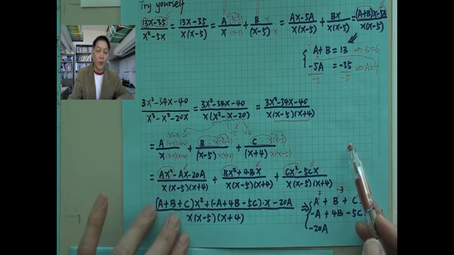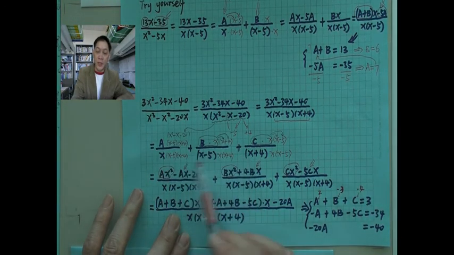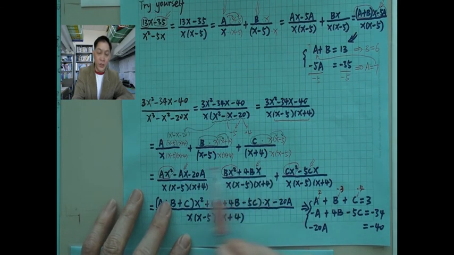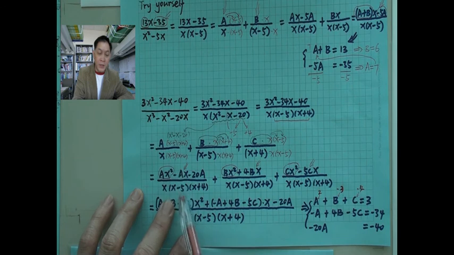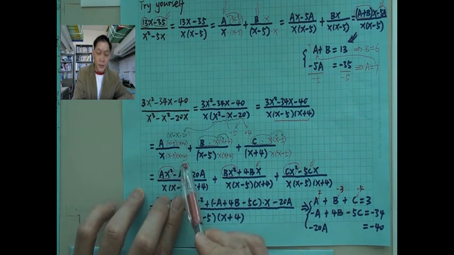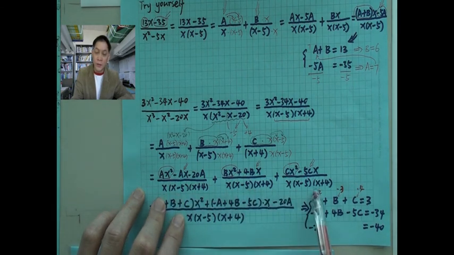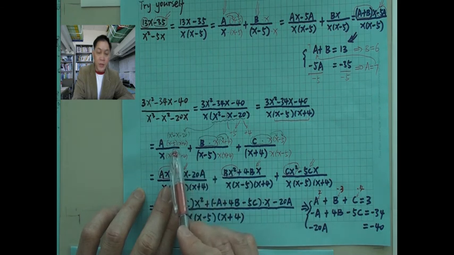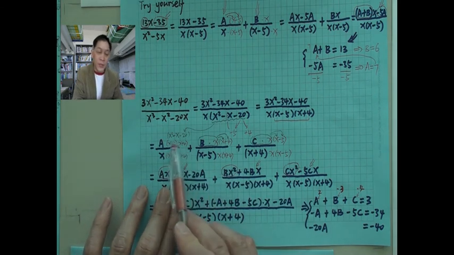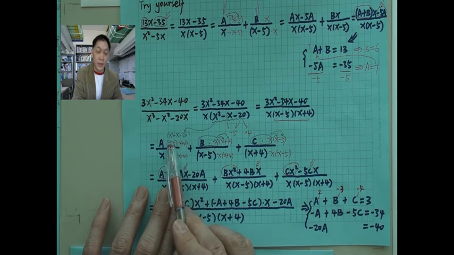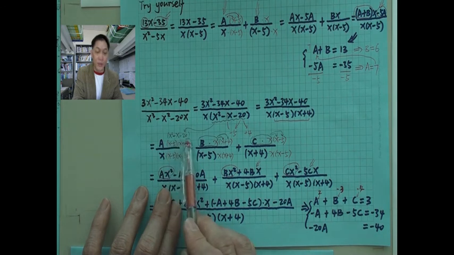Now we are ready to add those three fractions together. They all have the same denominator, which is x times x minus 5 times x plus 4. Now, x minus 5 times x plus 4 is actually x squared minus x minus 20 if you FOIL it out. X squared minus x minus 20.